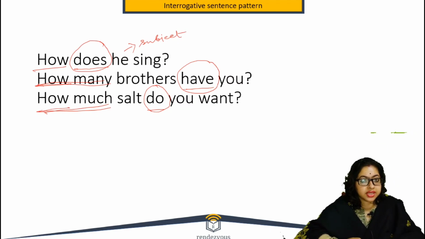So in this session, you have seen how to make interrogative sentences from assertive ones.